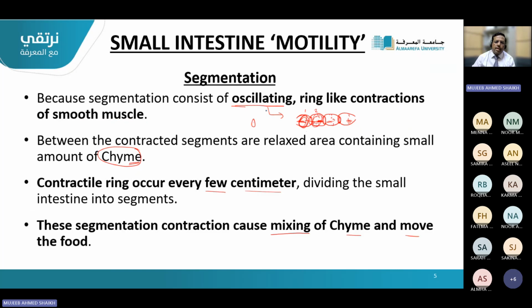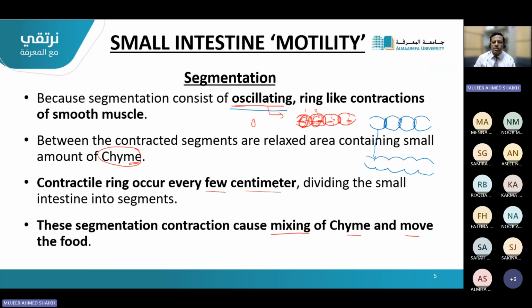Why is it happening? It is happening because oscillating rings of contractions are appearing. So if you draw the small intestine like this, at one place it is contracting here, then here, then here. In the next phase, the same small intestine will look slightly different. Different regions will be contracted. The area which was relaxed before, now it is contracted. And the area which was contracted will become relaxed like this. I will show you in the next slide.